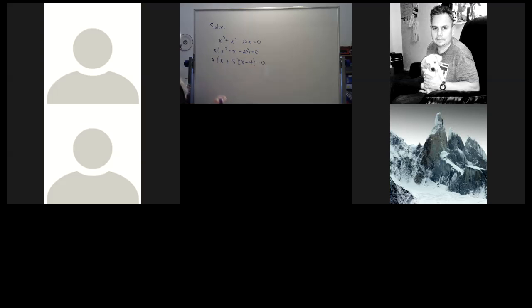You just set each factor equal to 0. So x equals 0. X plus 5 is 0, that's going to give me a -5 as a solution. X minus 4 is 0, which is going to give me x equal to 4. So I get 3 answers, a 0, a -5, and a 4.